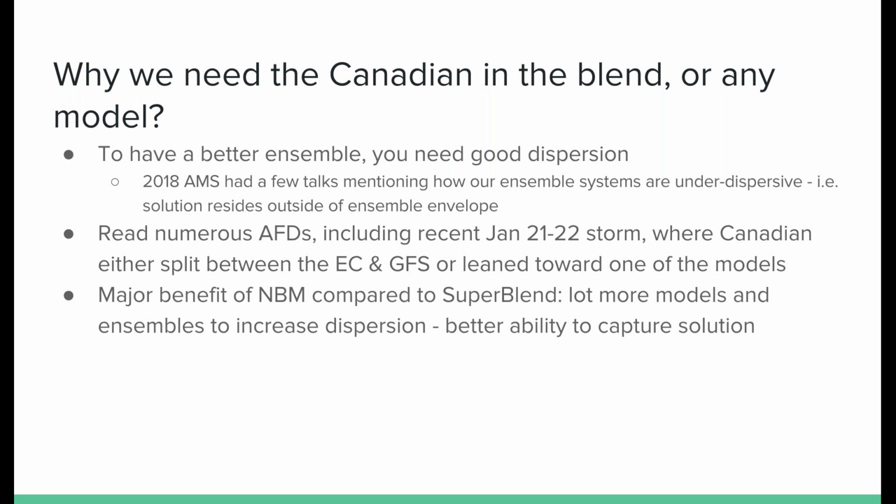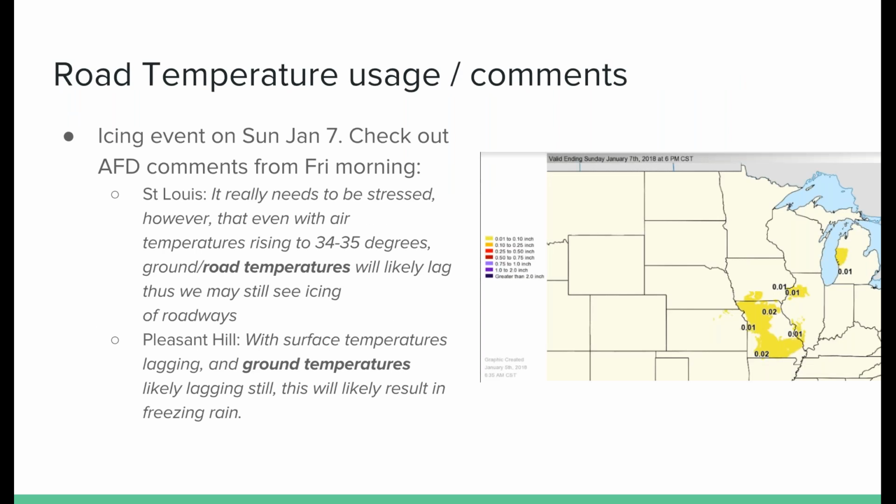Going to the NBM, when it comes to the top about ensemble dispersion, there's a lot more models and ensembles going into it than what we have in SuperBlend. So there's better ability to capture the solution. Obviously, I go back to the previous slide about QPF and probability of precipitation. One of the issues when you have a lot more models coming in is you can blend out some higher events if not all the guidance is in agreement. So just recognize that issue.